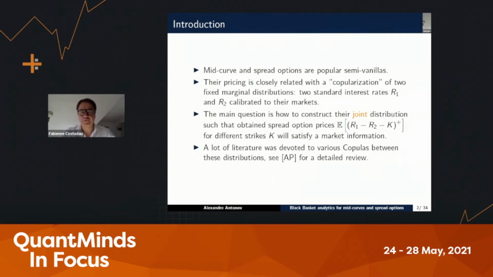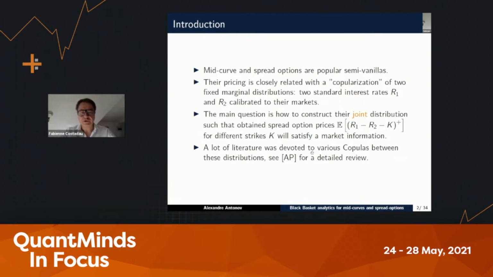Here we have two standard interest rates, R1 and R2, calibrated to the option markets. The main question now is how to construct the joint distribution such that the obtained spread option price, this one, R1 minus R2 minus strike, for a different set of strikes will satisfy market information. So we have not only one strike, but several of them, maybe even 5 or 7.